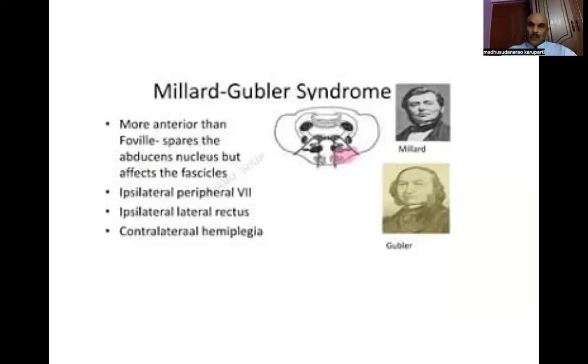Next is the Millard-Gubler syndrome. In this picture, you see the file photos of the scientists Millard and Gubler. The lesion is more anterior than in Foville, spares the abducens nucleus, but affects the fascicles of the sixth nerve, characterized by ipsilateral peripheral seventh nerve palsy and ipsilateral lateral rectus palsy and contralateral hemiplegia. This I have touched on already.